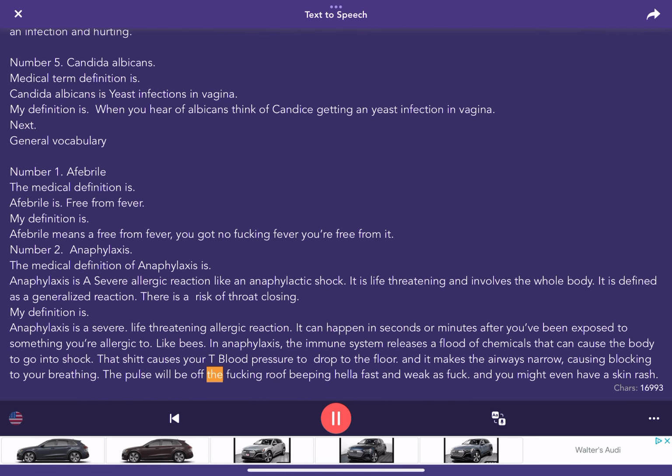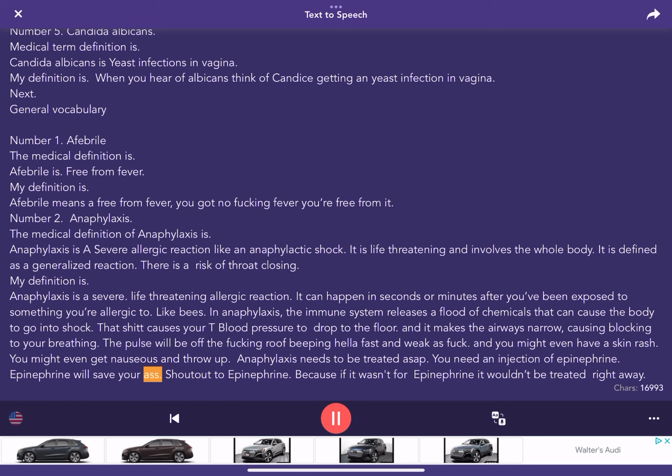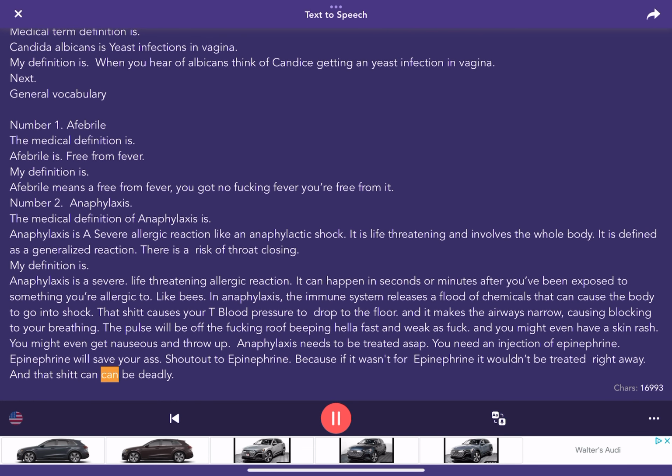The pulse will be off the roof, beeping hella fast and weak as fuck, and you might even have a skin rash. You might even get nauseous and throw up. Anaphylaxis needs to be treated ASAP. You need an injection of epinephrine. Epinephrine will save your ass. Shout out to epinephrine. Because if it wasn't for epinephrine, it wouldn't be treated right away. And that shit can be deadly.